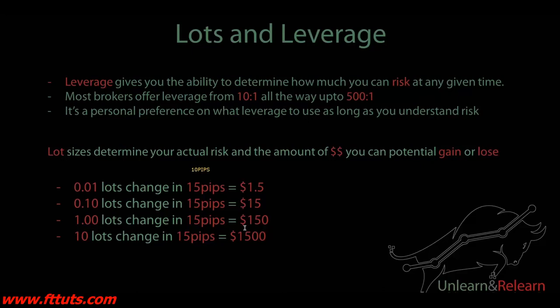So let's say you have a $1,000 account, right? You have a $1,000 account and you're using 1 lot on a $1,000 account. Would it really make sense for you to use 1 lot? Because if price moves by 10 pips and you lose $100 on a $1,000 account, you've lost 10%. That makes no sense at all.